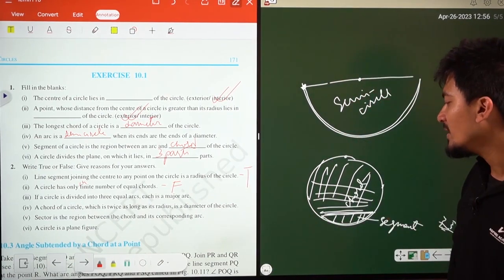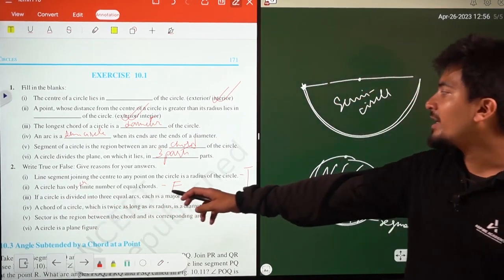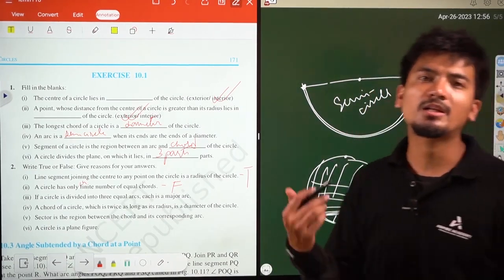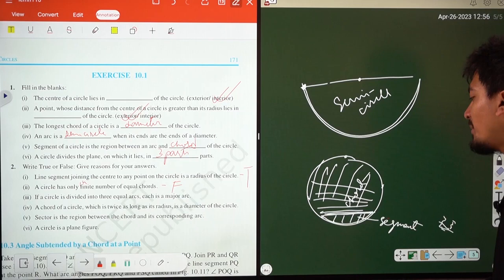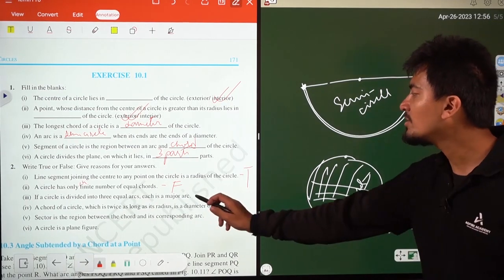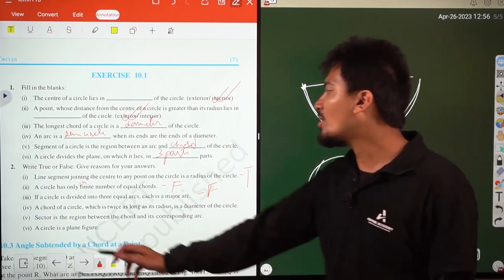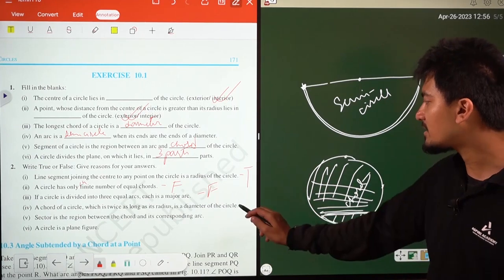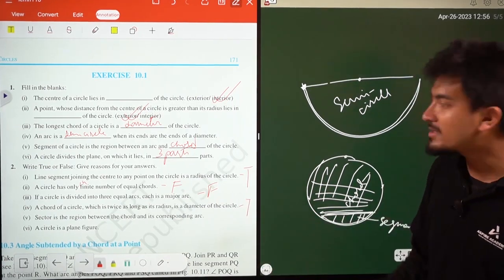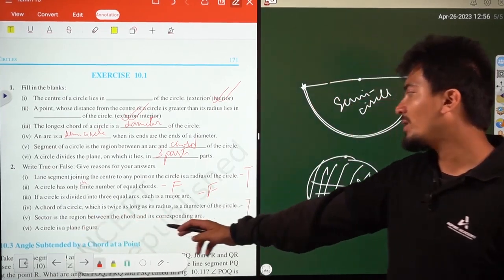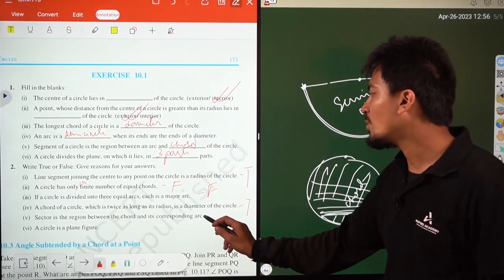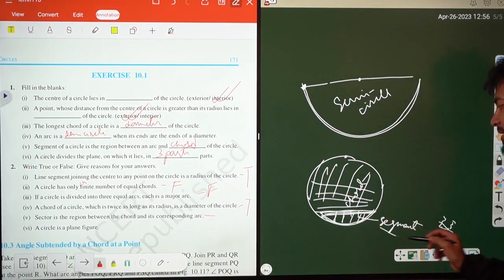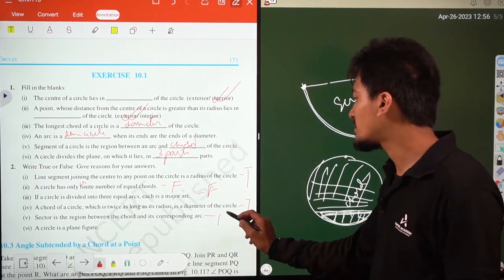Next, a circle is divided into 3 equal arcs. Each is a major arc. No, it can be major, it can be minor, right? It can be anything. So this is also false. Next, a chord of a circle which is twice as long as its radius is the diameter of the circle. Yes, the longest chord is the diameter of the circle. Sector is the region between the chord and its corresponding arc. No, if this is the chord and this is the corresponding arc, then we call this part the segment. So this is false, okay?